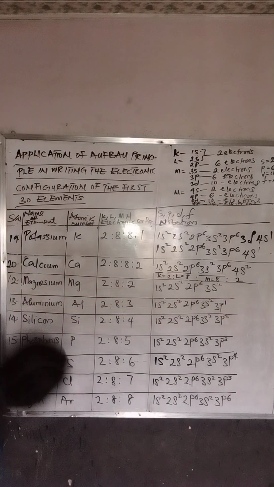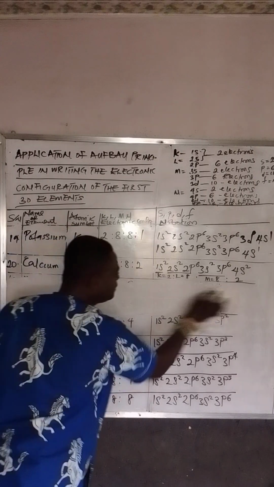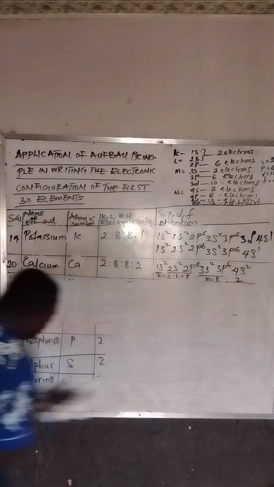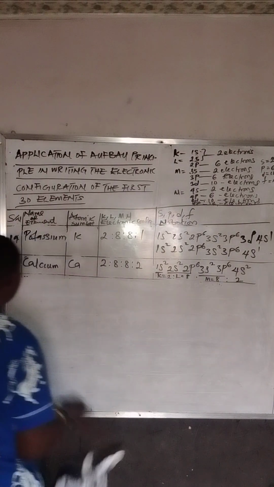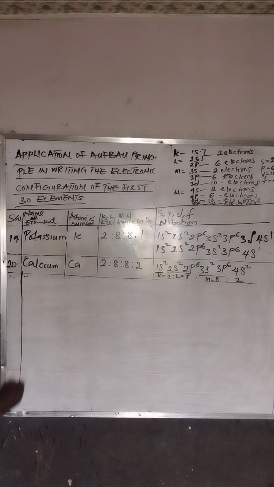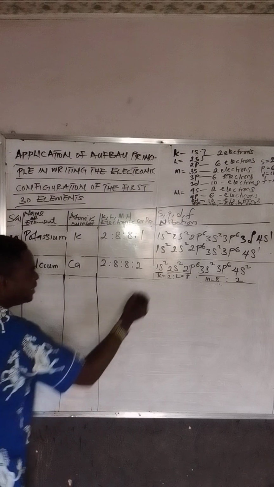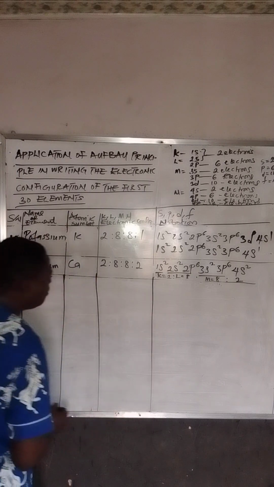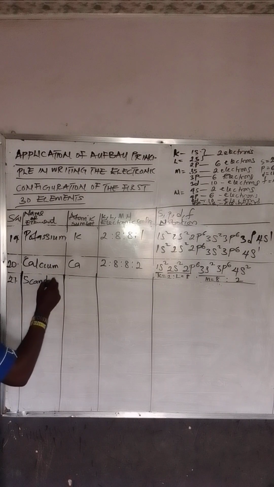Now let's proceed to the transition elements. The transition elements, that is from scandium to zinc. From 21 to 30. They are called the first transition elements. When we get to the periodic table, we'll talk more about that. Number 21 is scandium.